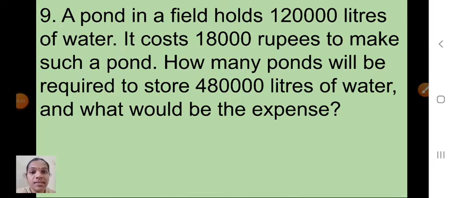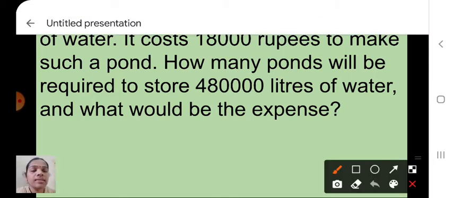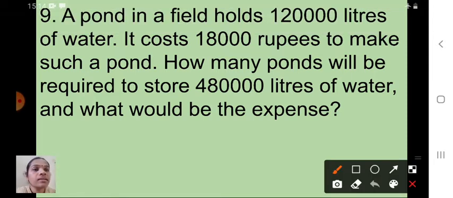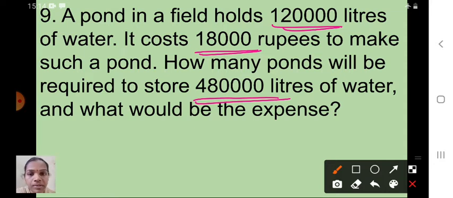Children, this is the last question of practice set 29. A pond in a field holds 1,20,000 liters of water. It costs 18,000 rupees to make such a pond. How many ponds will be required to store 4,80,000 liters of water, and what would be the expense? So children, here two questions are there, so you have to find two answers.